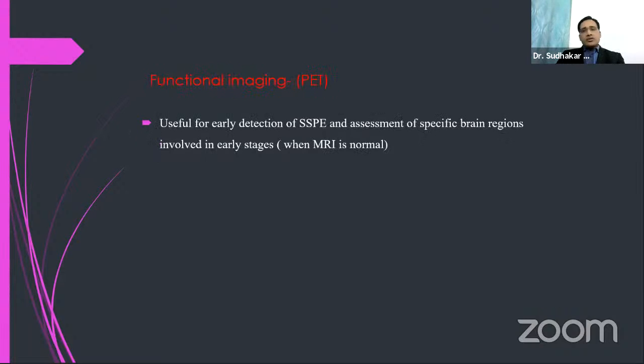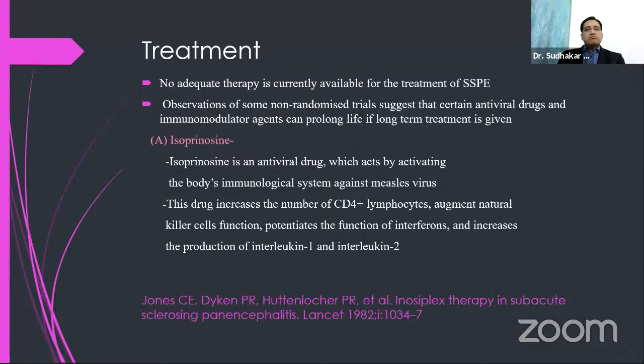Functional imaging is usually not required, but in those patients where MRI is normal in early stages, we can go for functional imaging like PET to find something abnormal. And regarding treatment, till now there is no adequate therapy available for SSPE, but different non-randomized trials suggest that different antiviral and immunomodulator agents can prolong the life of the patient if taken for an extended period. First and foremost is isoprinosine.